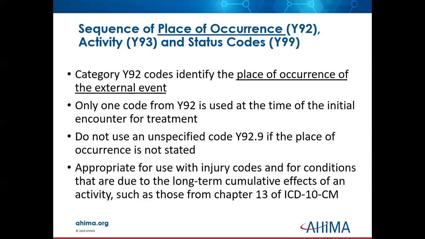And again, in the sequence of place, activity, and status, we can only have one place of occurrence. We don't use the unspecified code of Y92.9 if the place of occurrence is not stated. It's odd. I know it doesn't make sense. I know some people are going to comment on this. I don't write the coding guidelines. I'm just here to teach them.